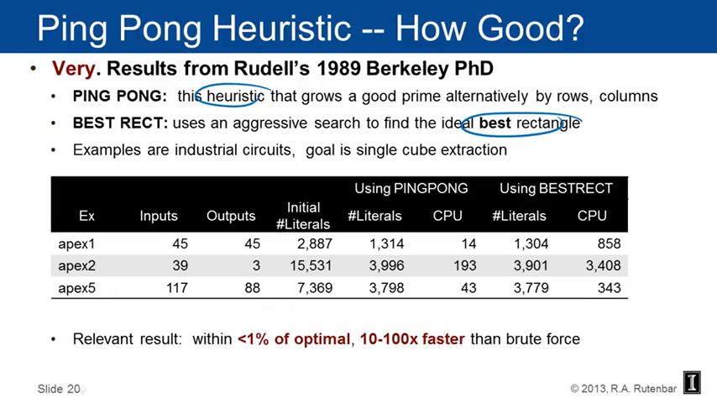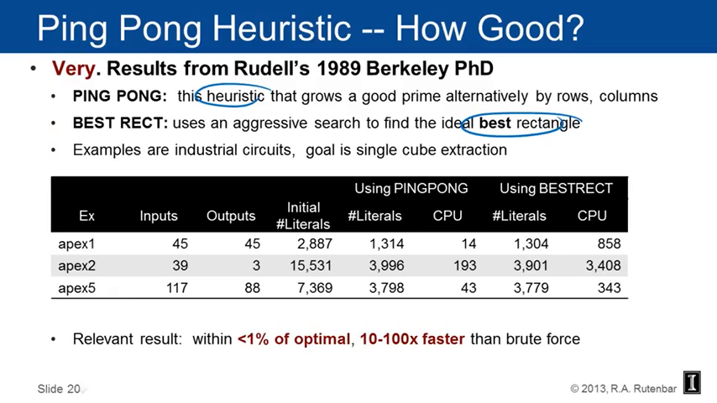Remember way back at the beginning of this class, I said we need computational methods because I can't ask you to use manual Boolean algebra or a Karnaugh map for something with, in this case, 117 inputs and 88 outputs and something like 7,000 literals, things on the right-hand side of the equal sign. The number of literals when we're done is about 3,800 in both ping pong and best rect. But again, the difference between 40-some units of CPU time and 300-some units of CPU time.